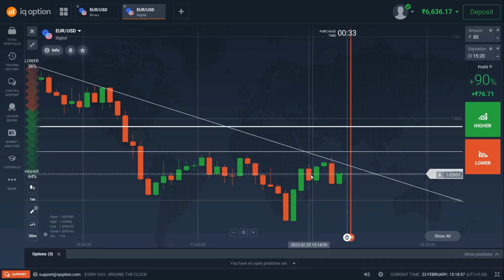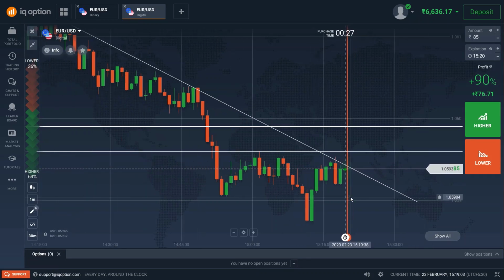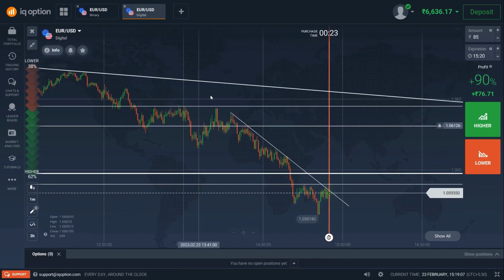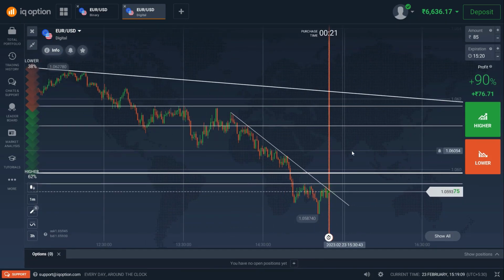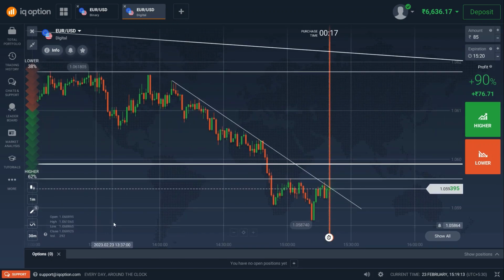We are now live on Euro USD where we will be taking two 1-minute trades. So let's just wait for the setup. As you can see, I've already drawn some key resistance and support levels. So let me just delete these two, not needed.